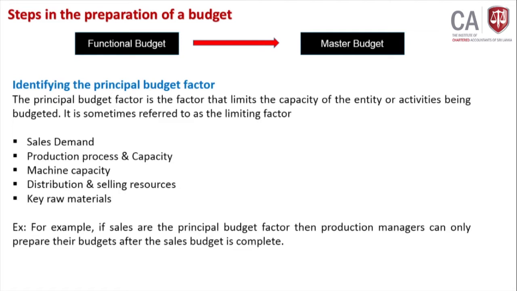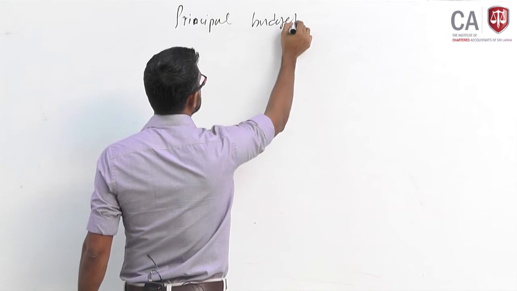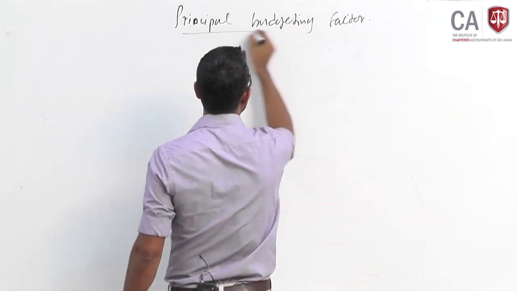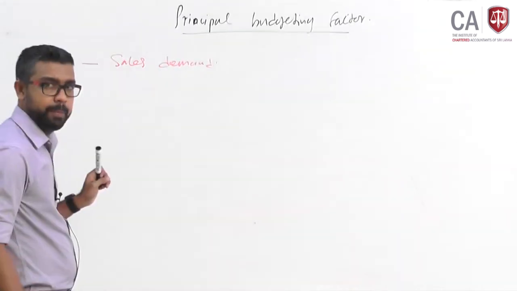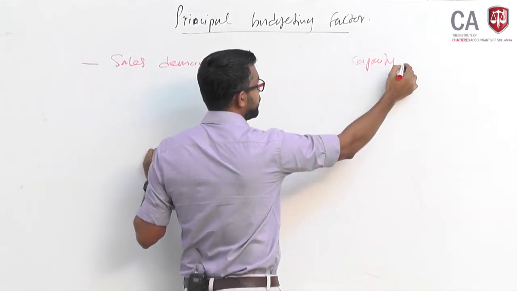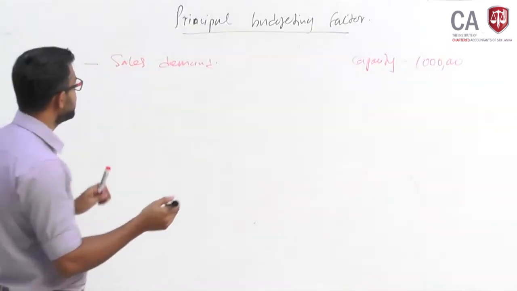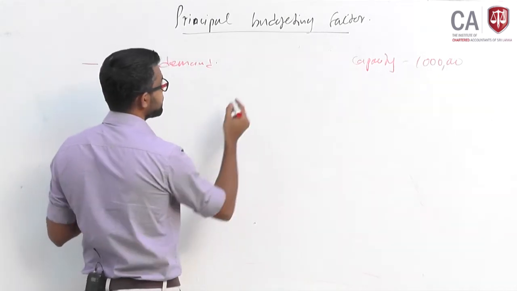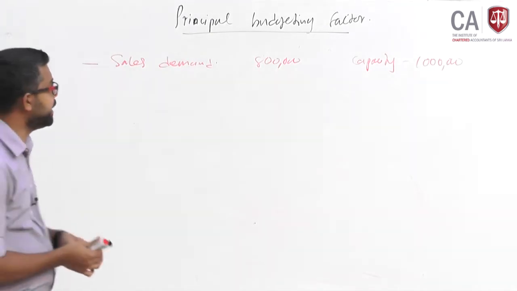අපි මෙහෙම හිතමු example එක. Principal budgeting factor. It can be sales demand. Let's say you have a capacity to produce 1 million units. 1 million units is a capacity. But sales demand, maximum you have demand of, let's say, 800,000. So the limiting factor is this.